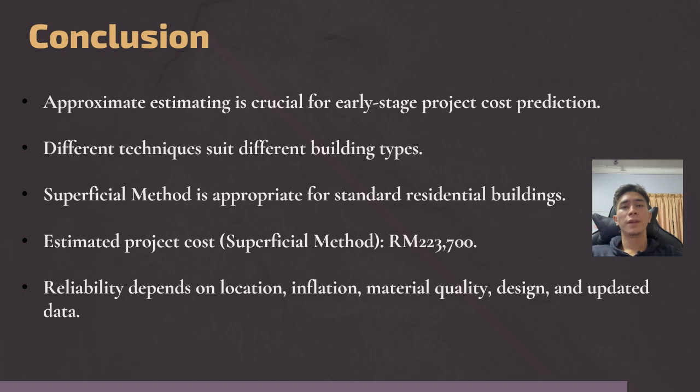In conclusion, approximate estimating plays a crucial role in predicting project costs at the early stages when full design information is not yet available. Different techniques are suitable for different project types. For our project scenario, the floor area method was the most appropriate because the floor area was provided. The estimated total project cost is approximately 223,728 ringgit, based on a total floor area of 139.83 square meters. However, the reliability of these estimates depends on several factors, including location, inflation, material quality, design complexity, and whether the cost data is updated.